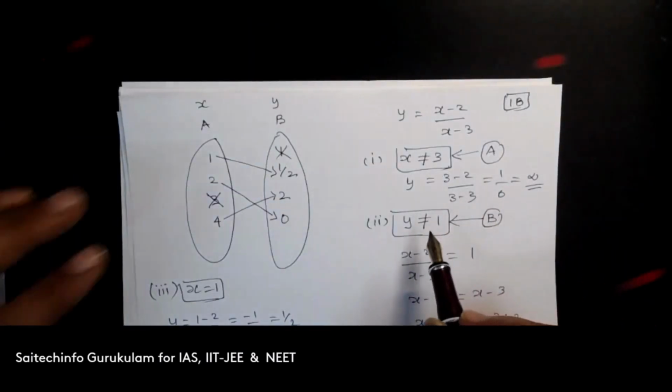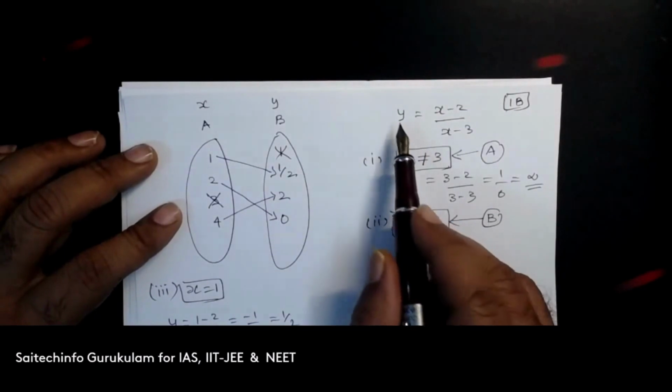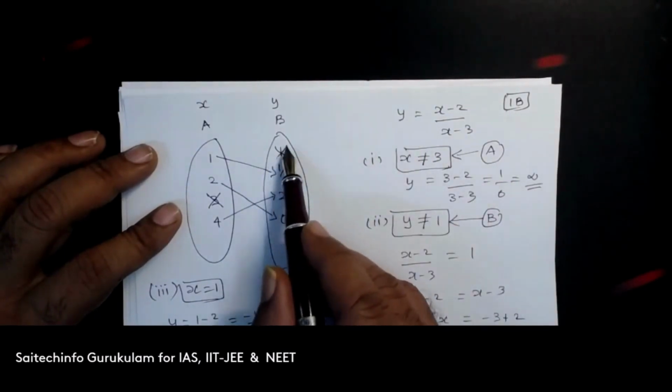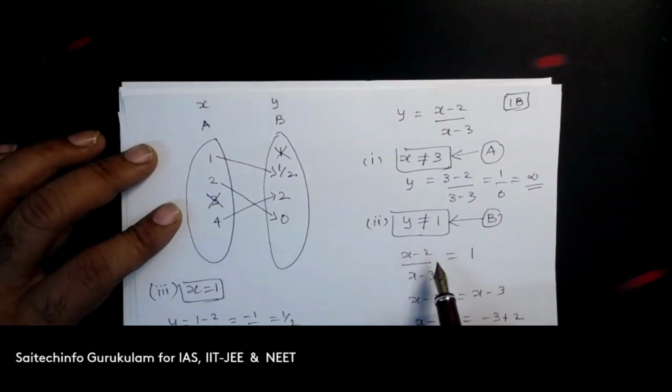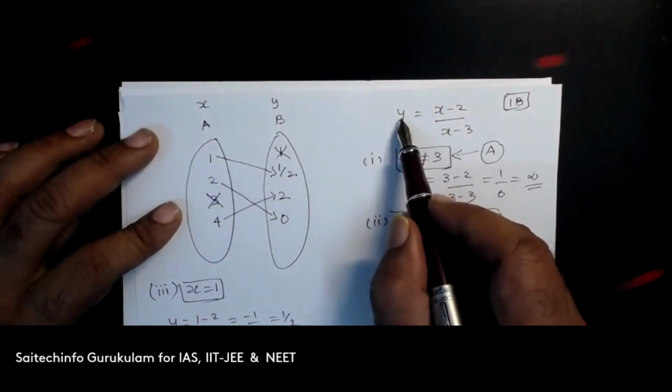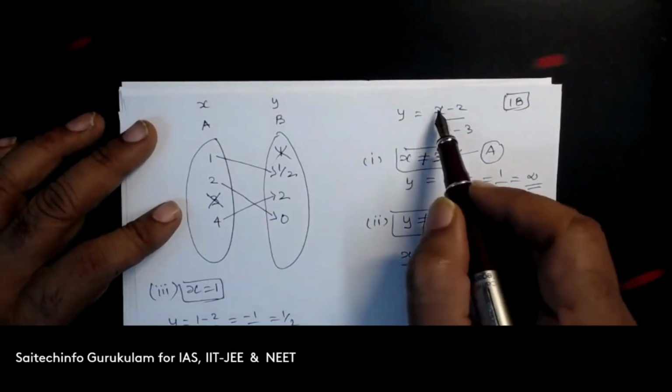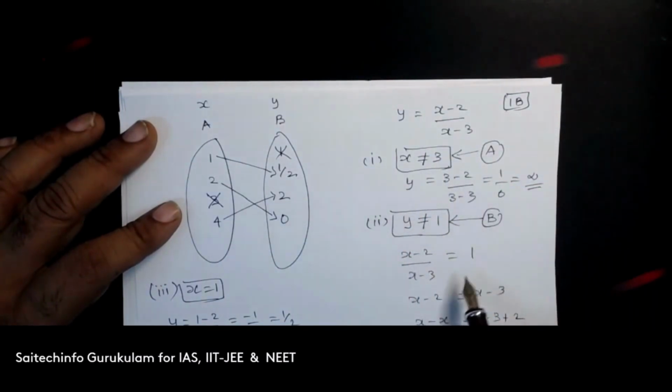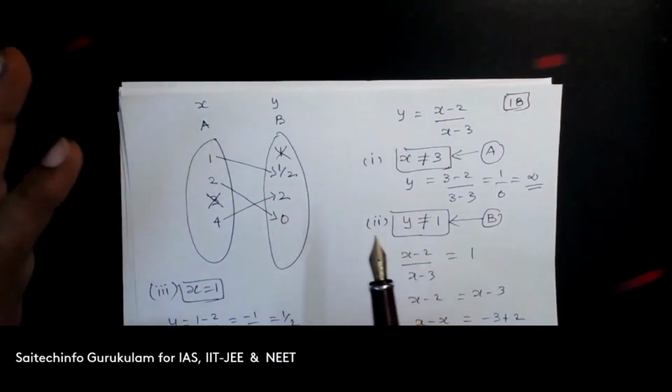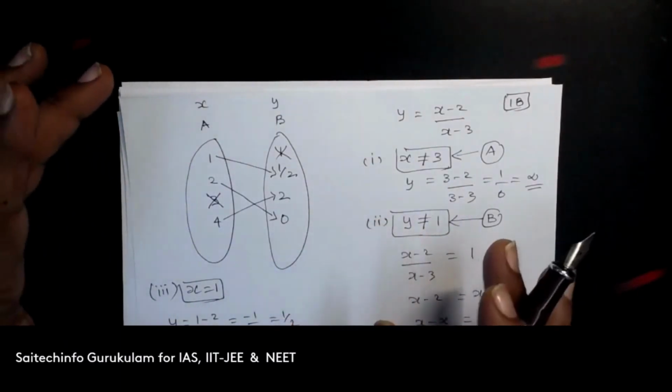Second point, y is not equal to 1. It means that the result should not be 1. That is, I have struck out this 1. So let me purposely replace y with 1. So (x minus 2) divided by (x minus 3) is equal to 1. Then in that case, what could be the value of x? So x minus 2 and here x minus 3. Now x minus x is 0. So 0 cannot be equal to minus 1 according to this. And that is why they have excluded 1 from y. I hope now you should be able to understand the given conditions.